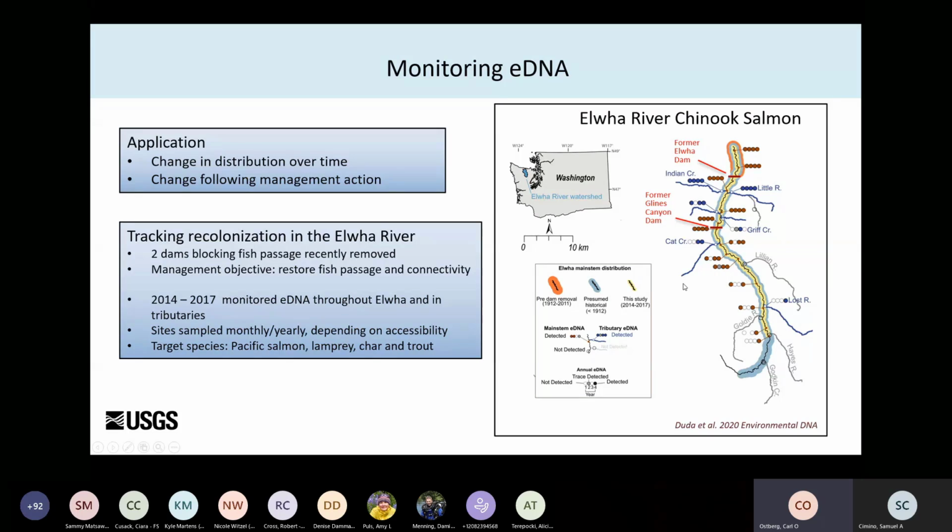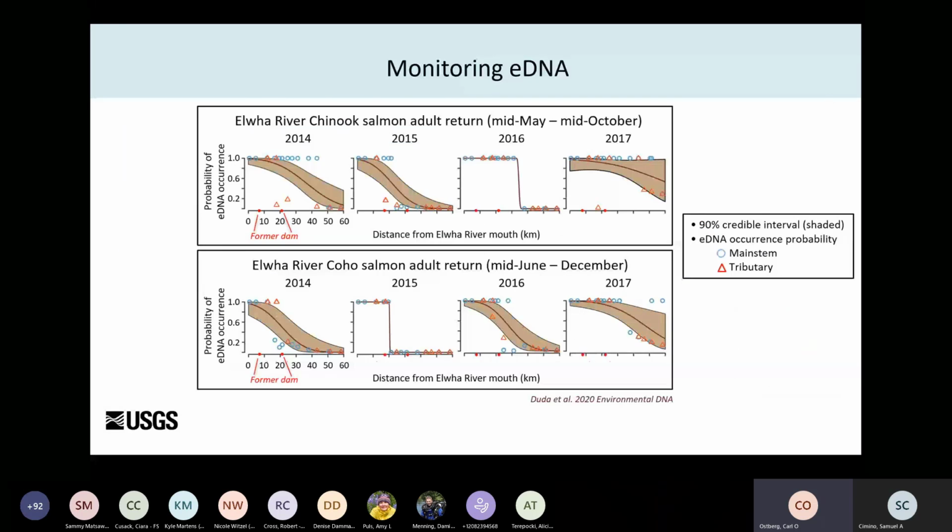Here, this light blue outline represents the historical Chinook salmon distribution. The orange outline represents their distribution prior to the removal of the 2 dams, so they were limited to about the lower 8 kilometers of the Elwha River. And then the yellow outline represents the distribution of Chinook salmon eDNA after dam removal. So it's pretty neat.